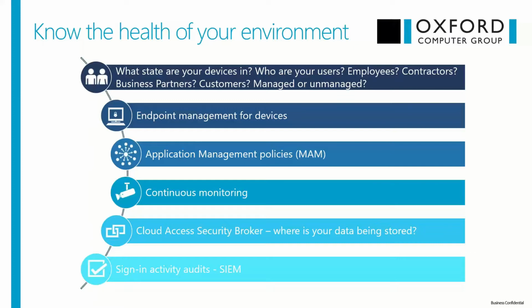Application management policies become important for how users are accessing that data from mobile devices when they're not in the office, which of course, this past year we've all not been in the office, so it's become more and more important to understand how identities are being used in your environment. So knowing the health of your environment becomes important and becomes critical before trying to establish an information protection and governance strategy.